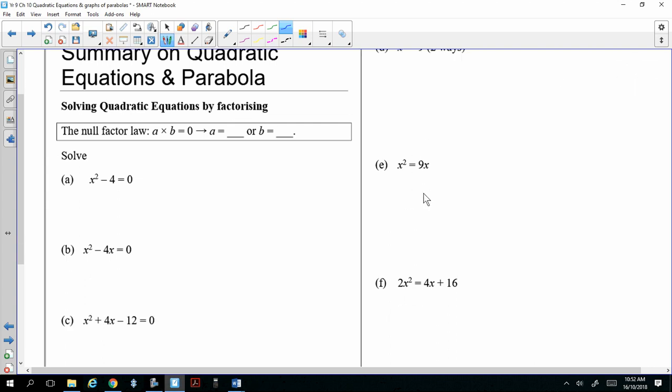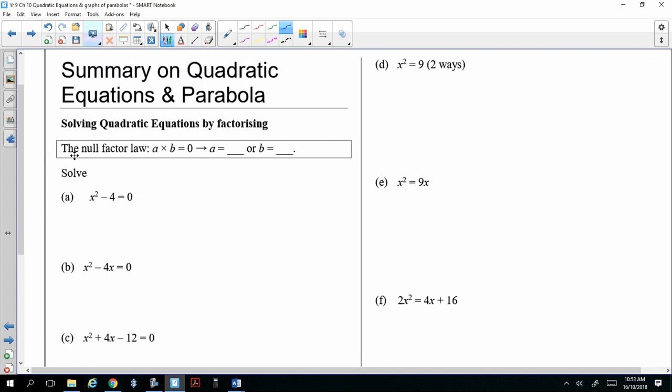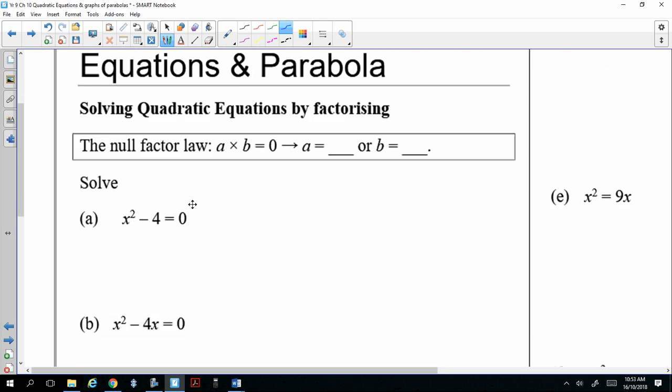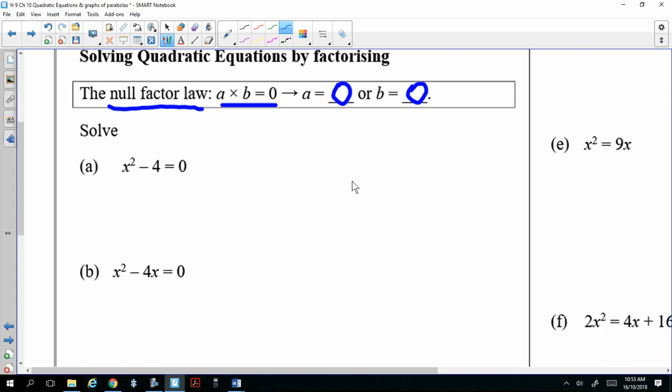So we're going to do the work. The first question is, we're going to solve this. Now all of these equations involve the same law called the null factor law. It means that if two numbers multiply to get 0, either the first number is 0 or the second number is 0. Okay, this is the null factor law, and we're going to apply this to these problems.